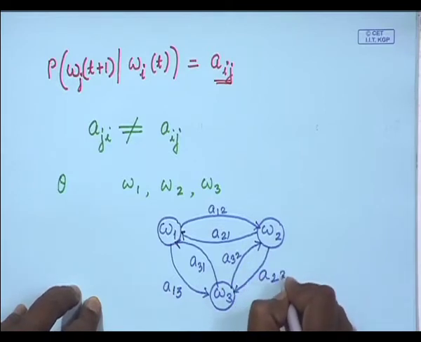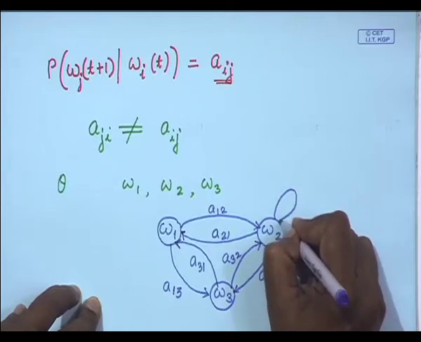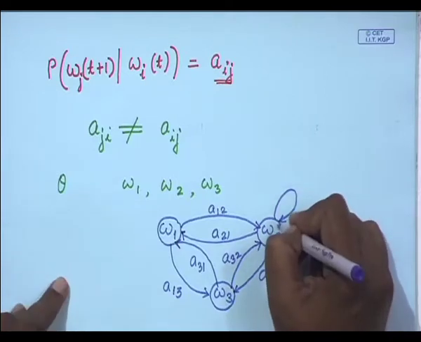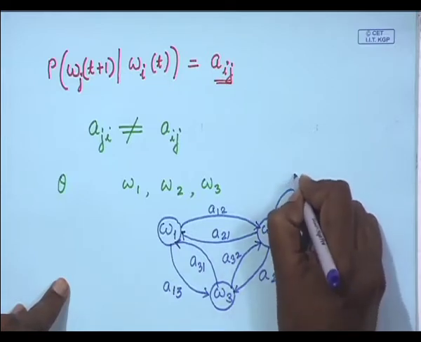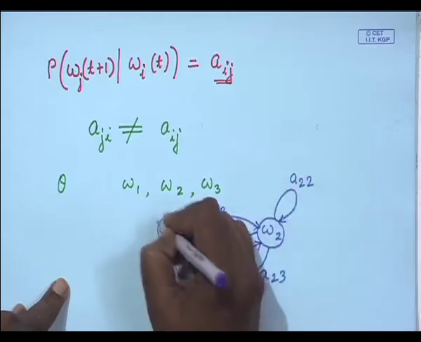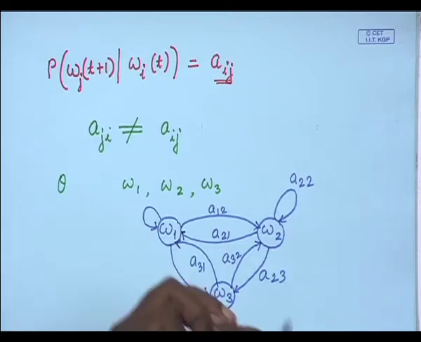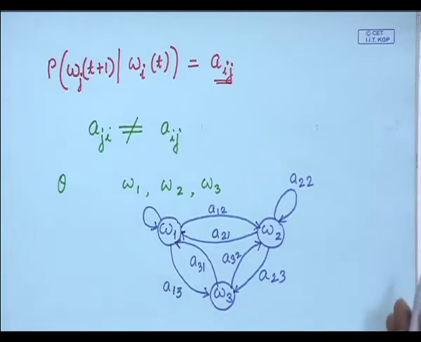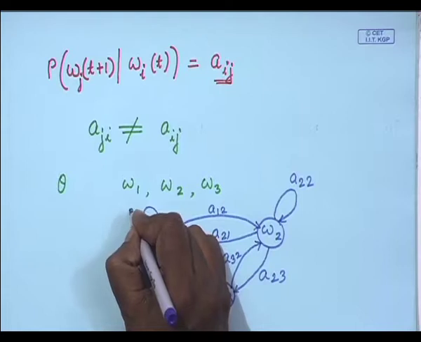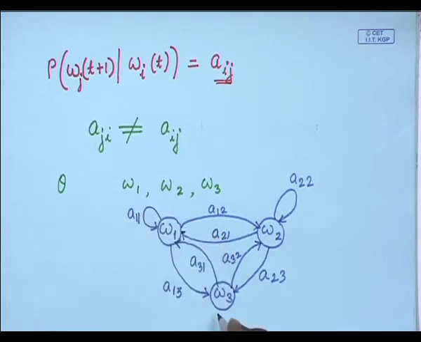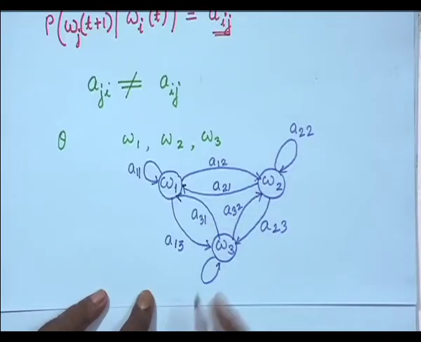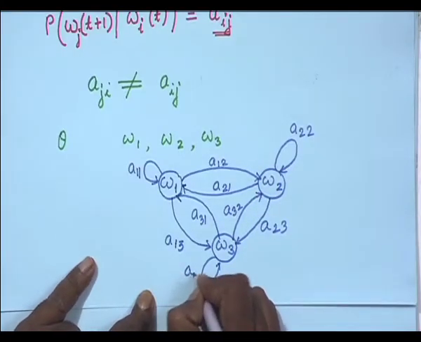And from omega 2 to omega 3 with a_23. It is also possible that it will have a transition to the same state. So, from omega 2 to omega 2, the probability of transition will be a_22. Similarly, from omega 1 to omega 1, I can have the same state appearing successively, represented by a_11. Similarly, the transition from omega 3 to omega 3 itself will be written as a_33.